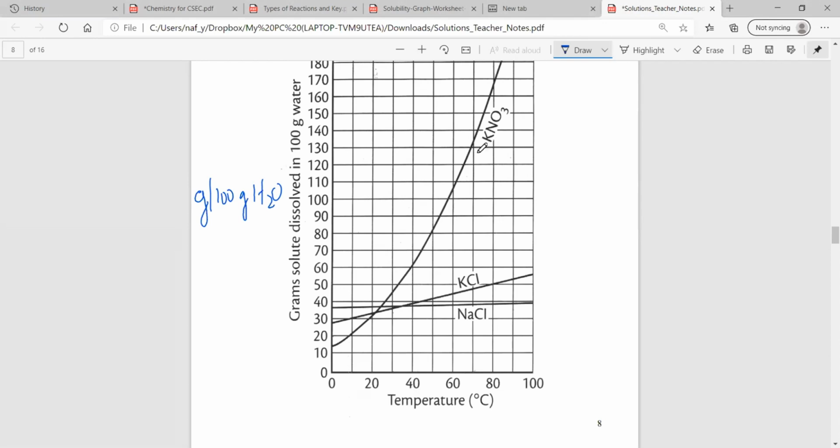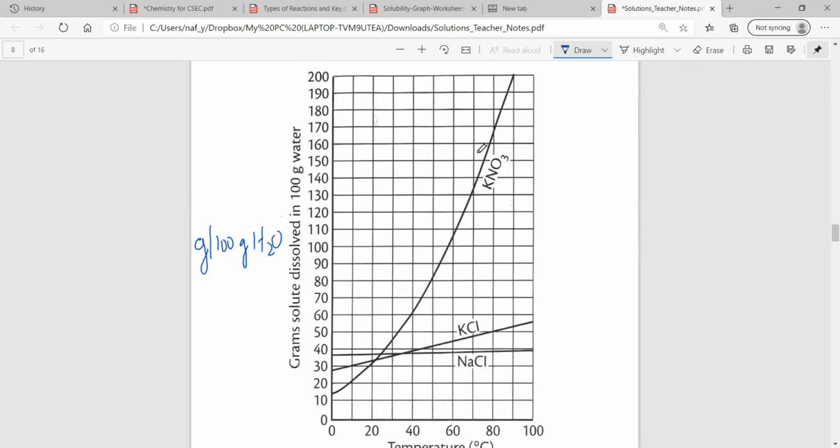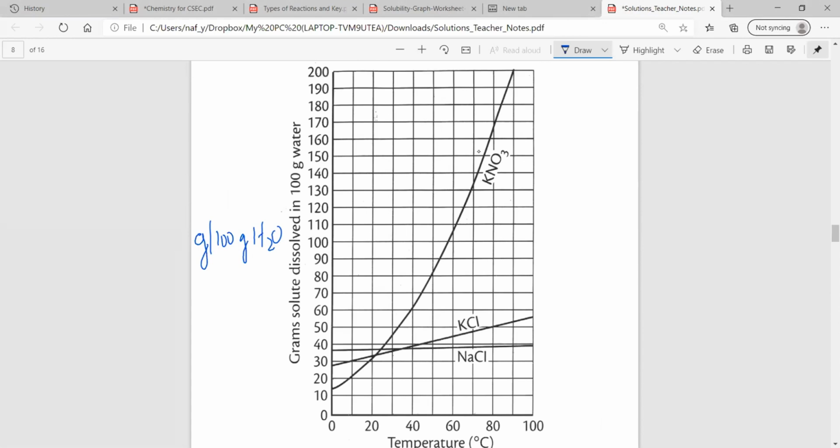All right, now because we want to compare the solubilities, what they do is to use one graph, same axes, same scale, and plot different curves. So right away, we have three different salts. We have potassium nitrate, that's KNO3. So that's the curve here. We have potassium chloride, KCl, and we have sodium chloride, NaCl.